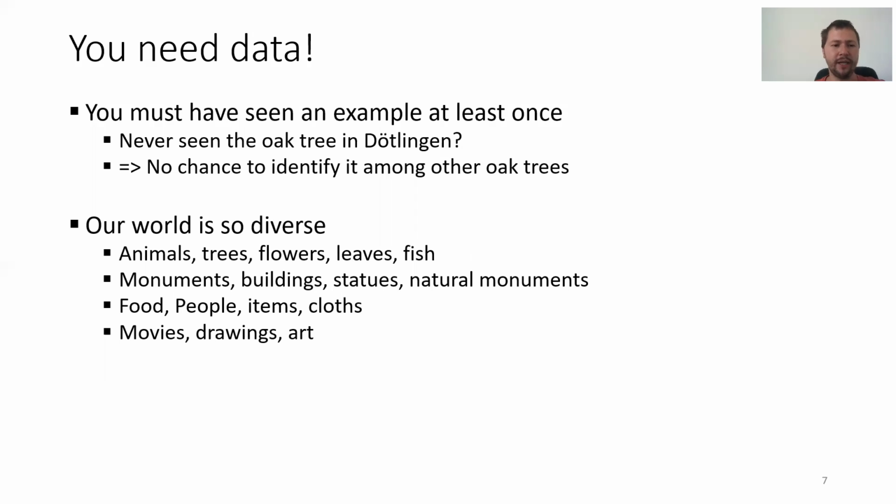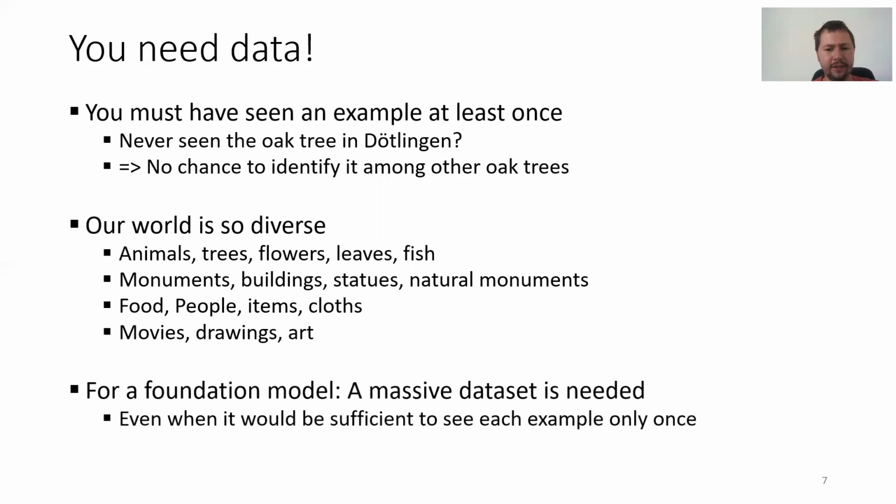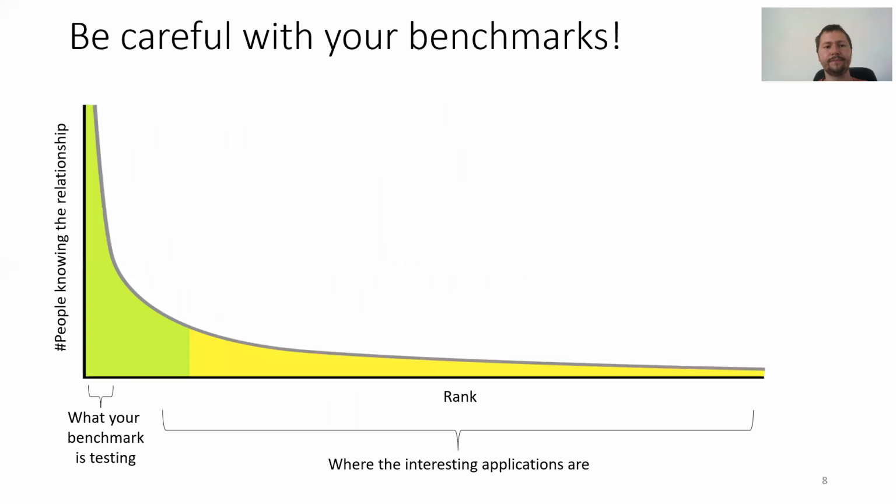When you think about how many animals there are, trees, flowers, leaves, fish, monuments, buildings, statues, natural monuments, different dishes, people, items, clothes, or different movies, drawings, arts. You need a massive data set if you want to have a model that supports all these different use cases. So even when it's sufficient to see an example only once, it still amounts to a really large data set.